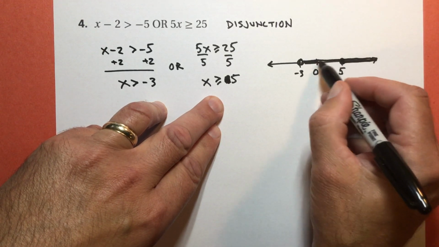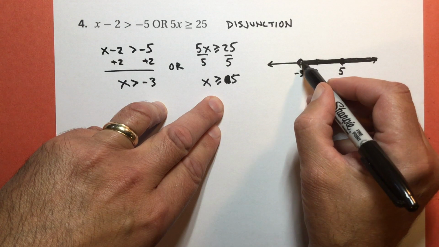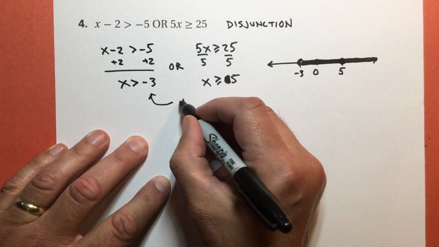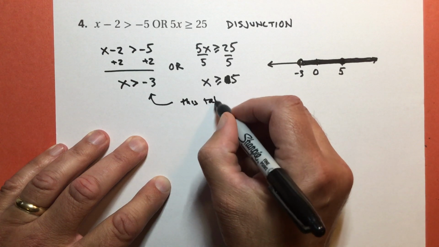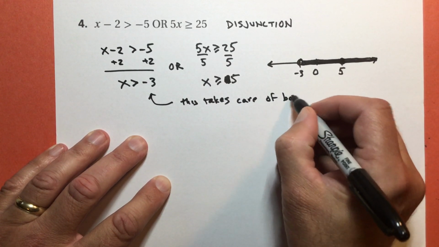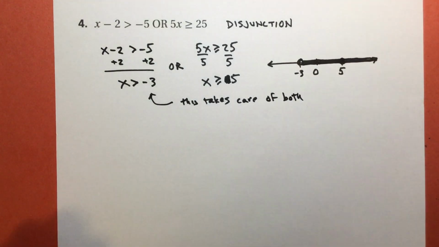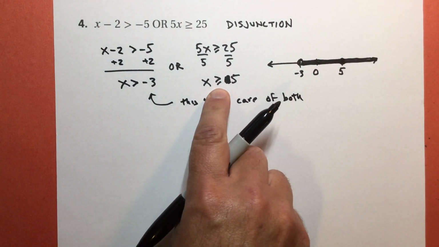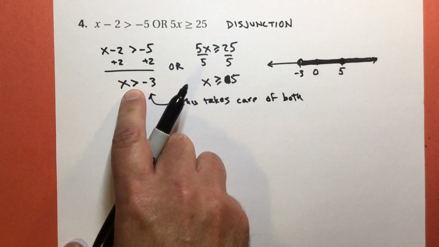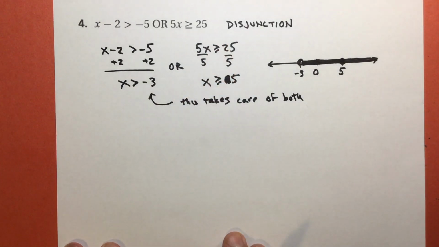So it turns out that this is an example where all I need is this one. This takes care of both. So in other words, every number that is greater than or equal to 5 is already greater than or equal to negative 3. So this is kind of irrelevant for that problem. Okay, see you in the next video.